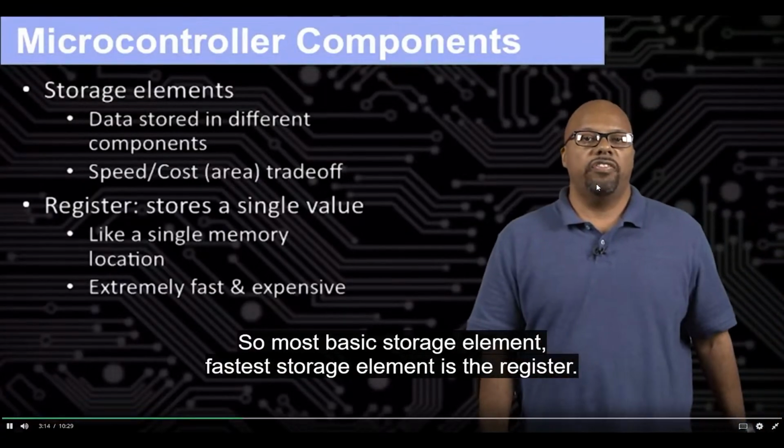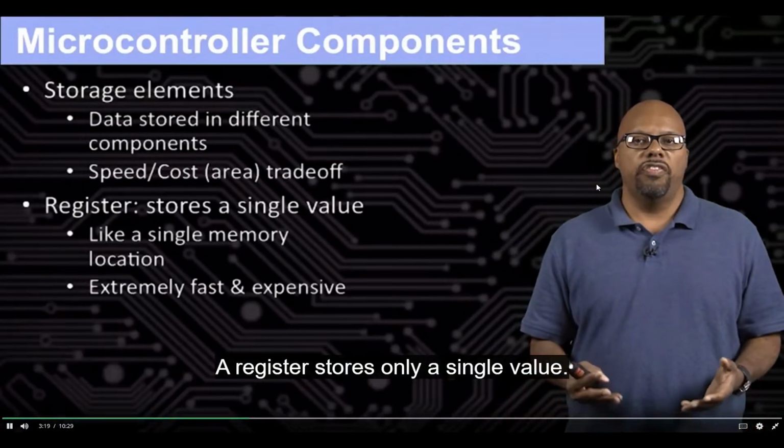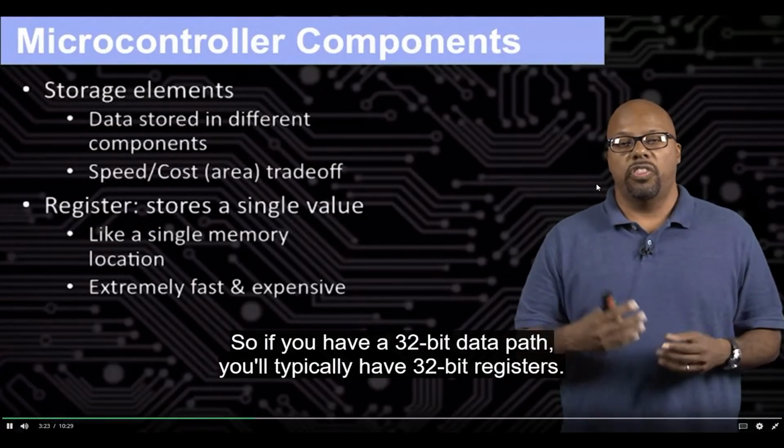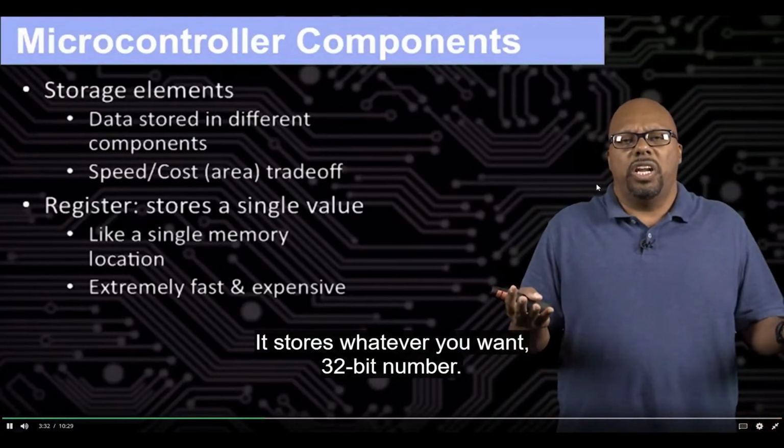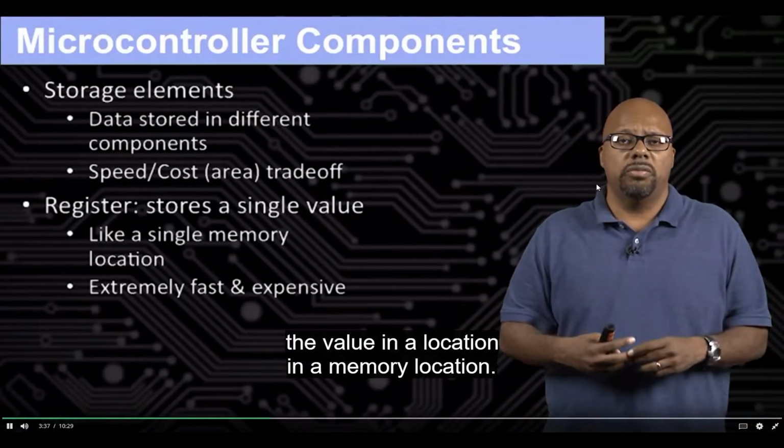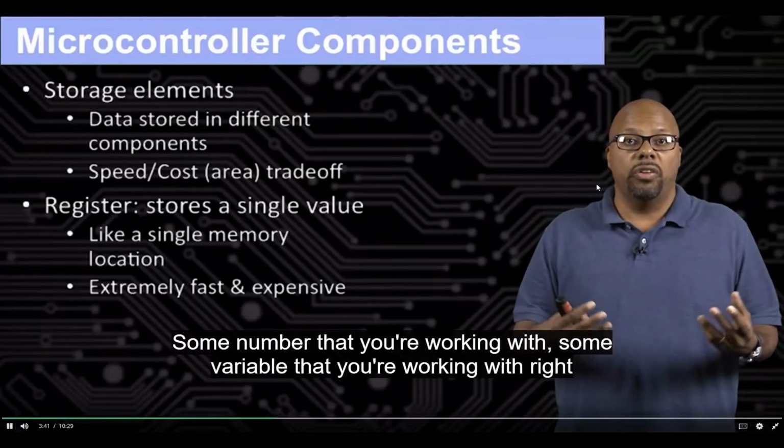So, the most basic storage element, the fastest storage element, is a register. A register stores only a single value. Depending on how wide the register is, it stores one number. So if you have a 32-bit data path, you'll typically have 32-bit registers, so it can store one 32-bit number. It might store whatever you want: maybe a memory location, the value in a memory location, or some variable you're working with right now in the program, something like that.